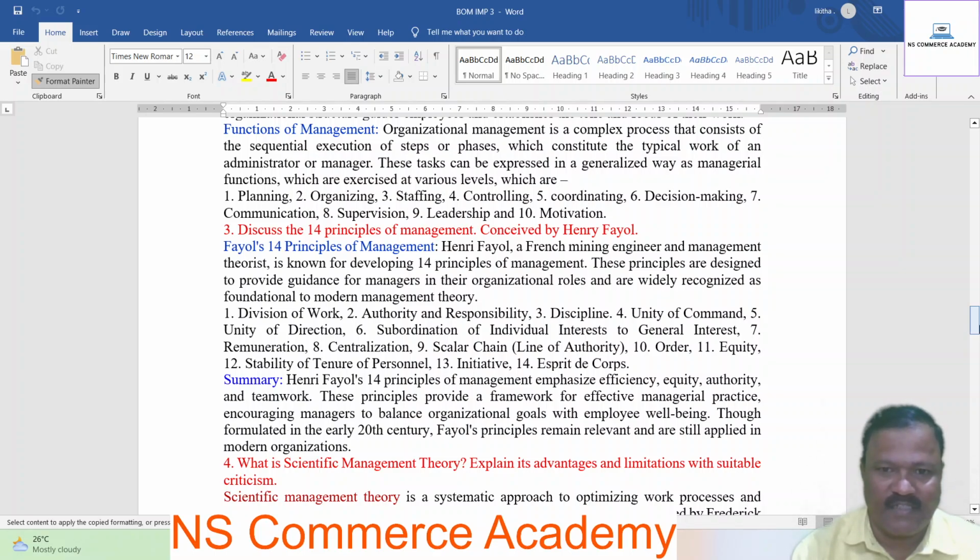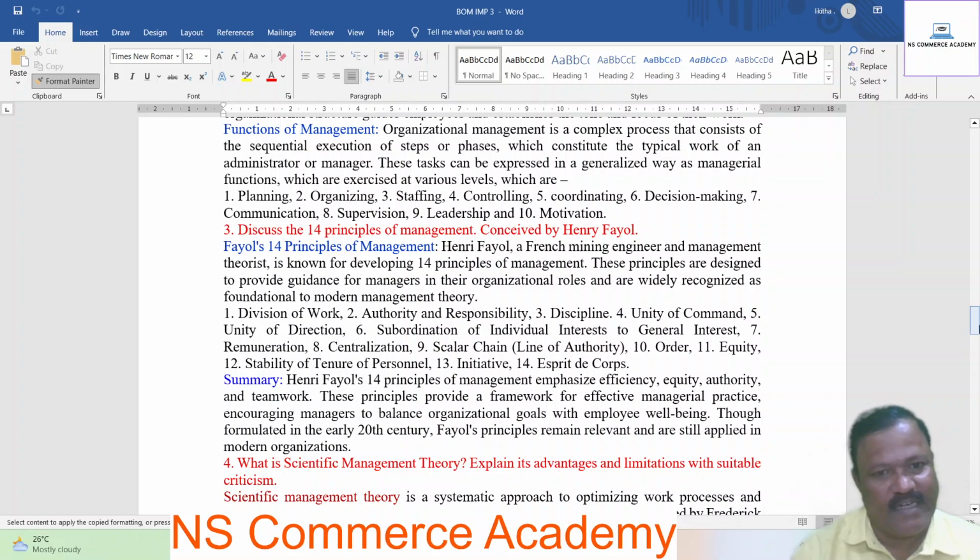Ninth one, scalar chain, line of authority. Tenth one, order. 11th one, equity. 12th one, stability of tenure of personnel. 13th one, initiative. 14th one, esprit de corps.